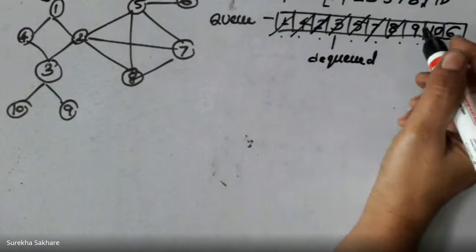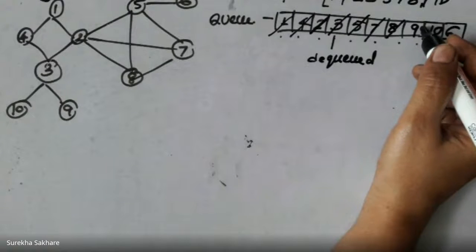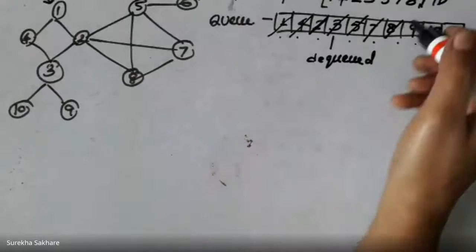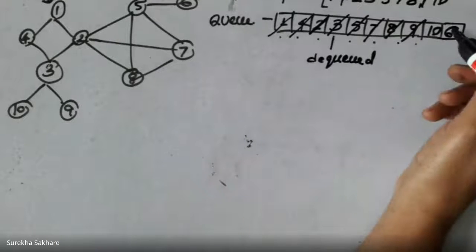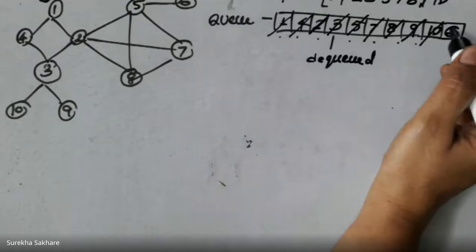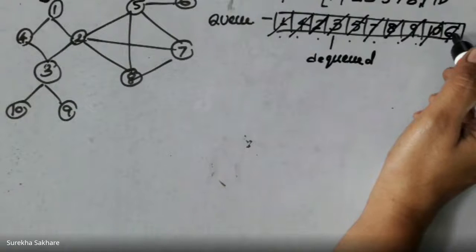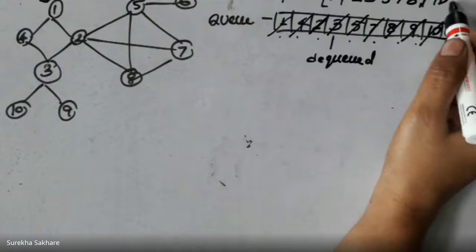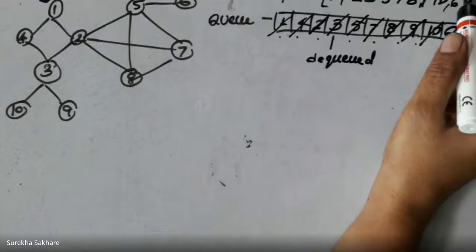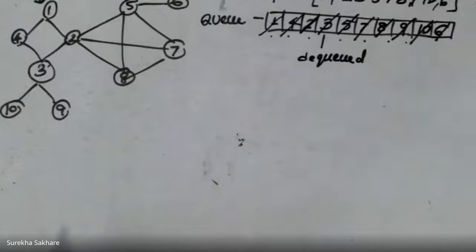After that, suppose I want to explore 9. We don't have anything for 9, so that also is dequeued. Similarly, 10 also has been dequeued. And for 6, there is nothing, so 6 also has been dequeued. So we have the BFS output, which is seen here as one of the searches.